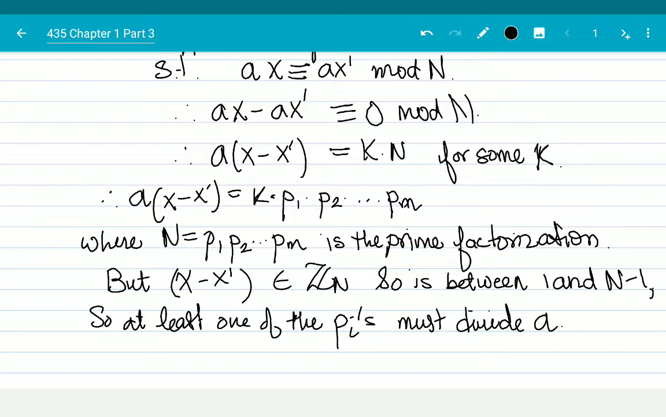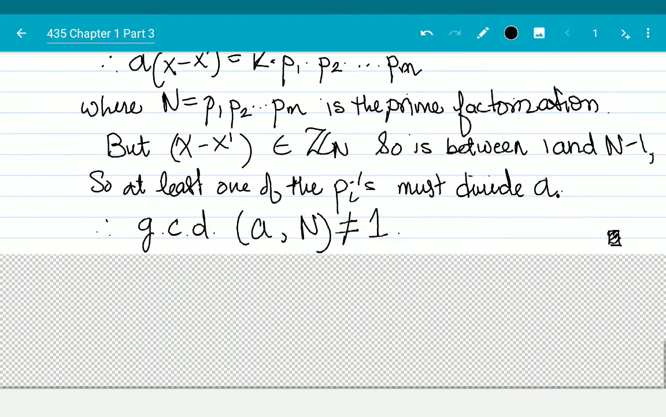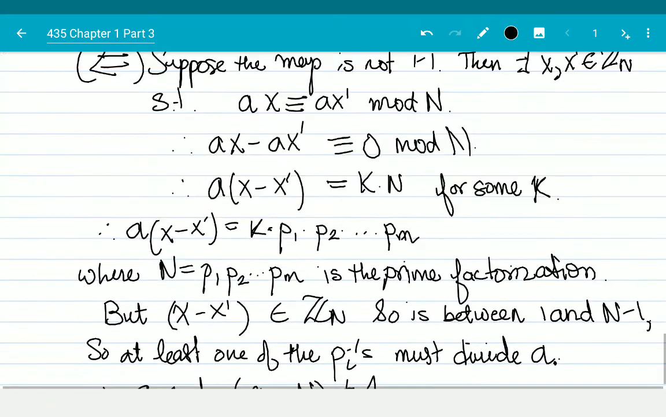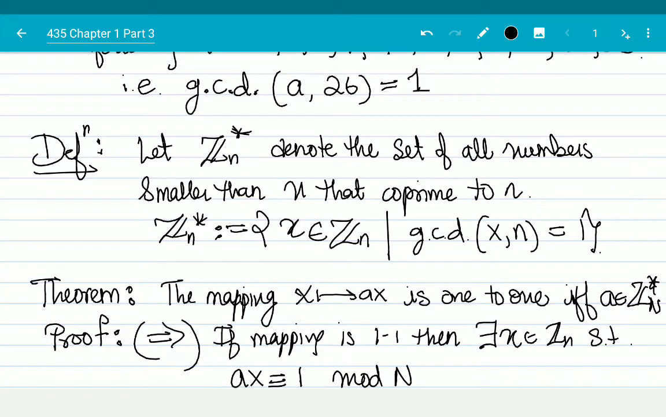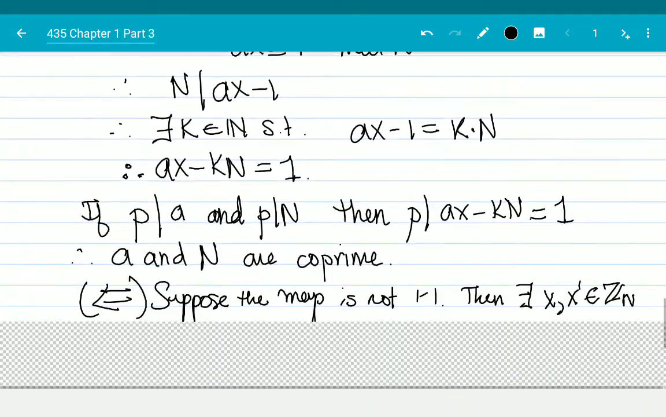Well, their product, sorry, if all of them divide, then their product should also divide, but their product is exactly n, and x minus x prime is smaller than n, right? Therefore, GCD of a comma n is not equal to 1. Okay, and so in both of these cases we have shown that the map is 1-to-1 only if a is in Zn star.